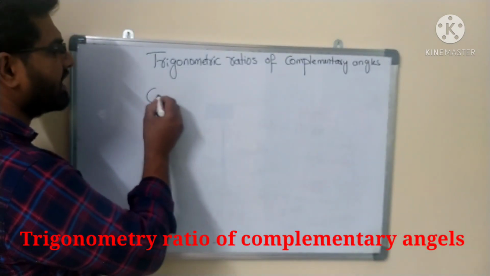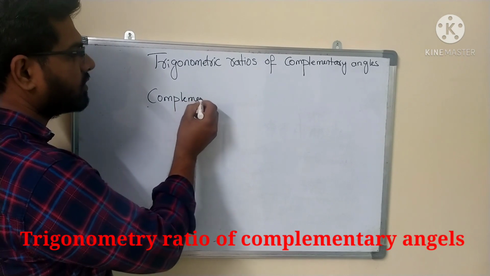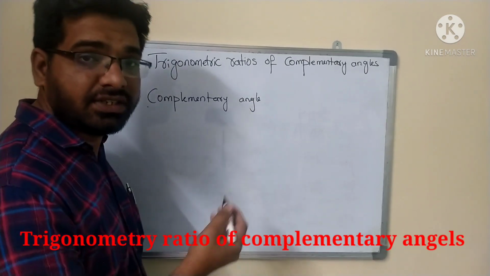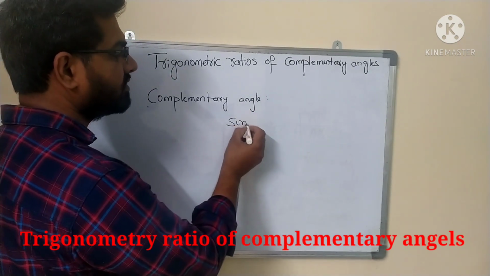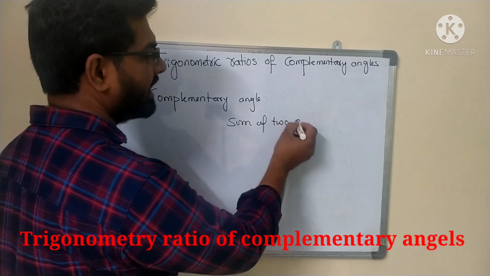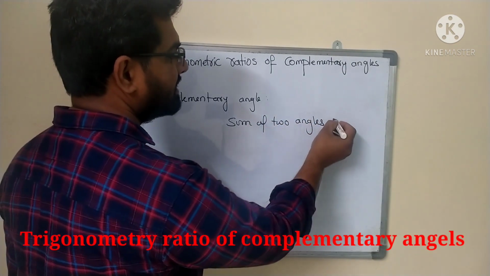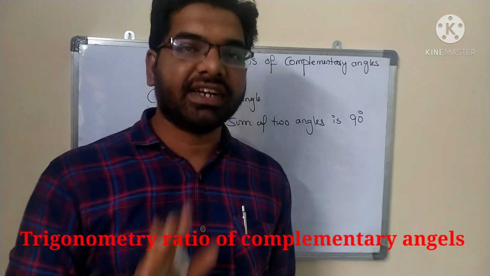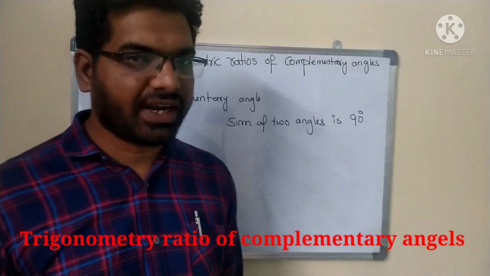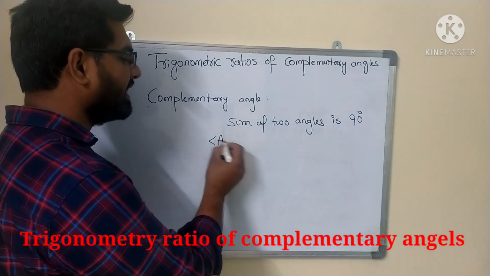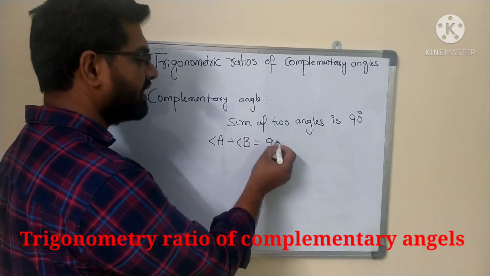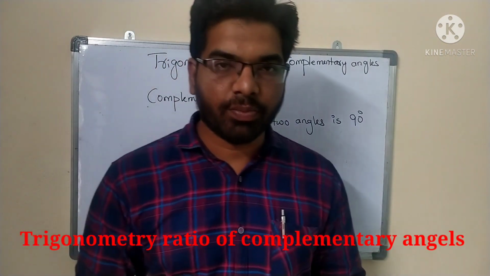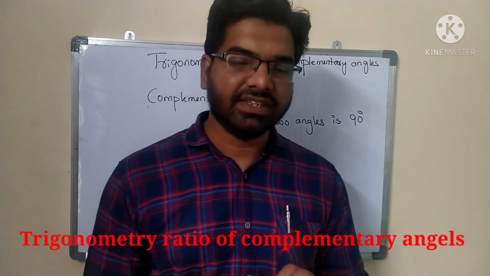We know that complementary angle is nothing but the sum of two angles is 90 degrees. If you add any two angles and you get 90 degrees, then the two angles are called complementary angles. Simply we can say angle A plus angle B is equal to 90 degrees. Right. In trigonometry we have different properties based on the complementary angles.